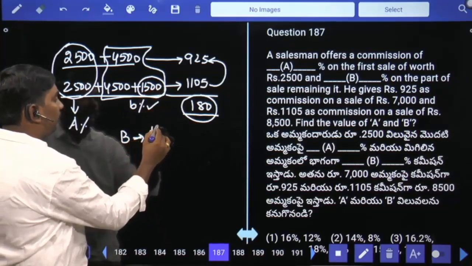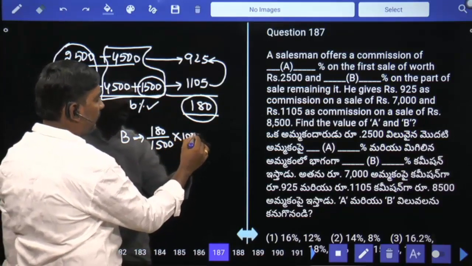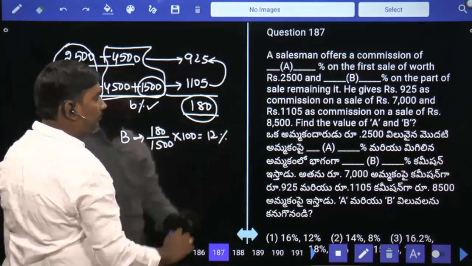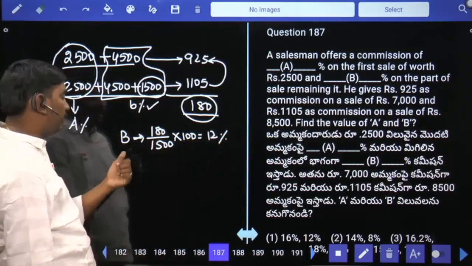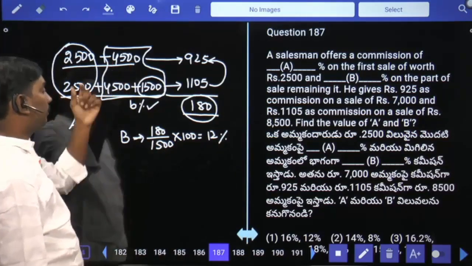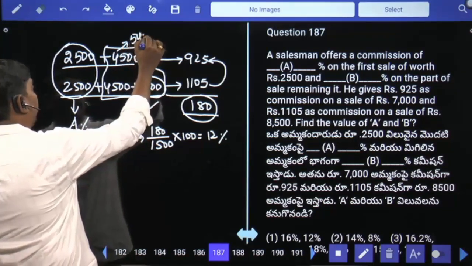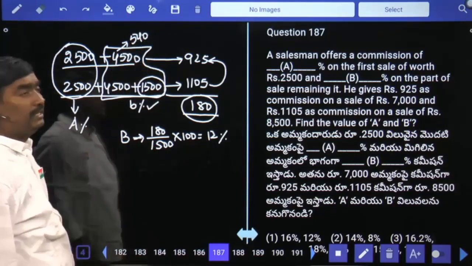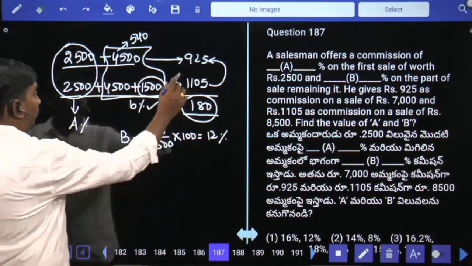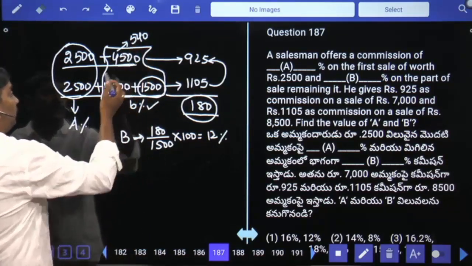So B is nothing but 180 by 1500 into 100. 12% is the value of B. On 1500 rupees, 180 rupees commission at the rate of B percent. On 4500 rupees, there is a commission of 540, since 12% of 4500 is 540. Out of 925 rupees, 540 rupees is on 4500.